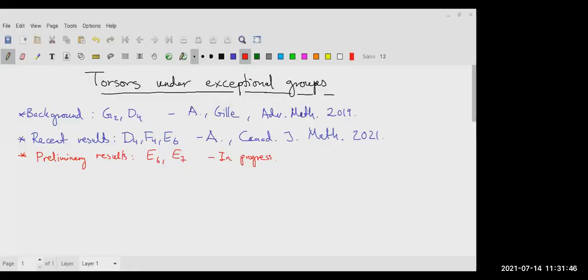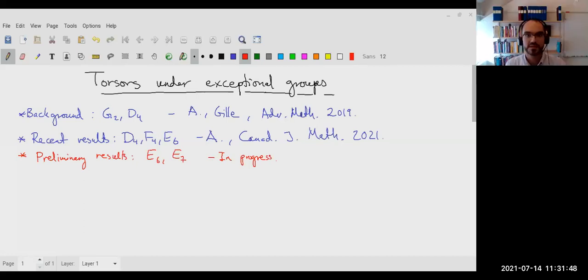So indeed, I will check that everything works, right? So I will be talking about torsors under exceptional groups.